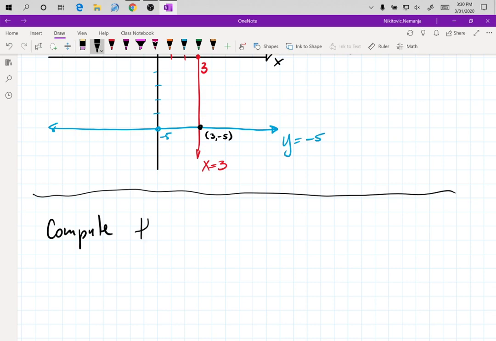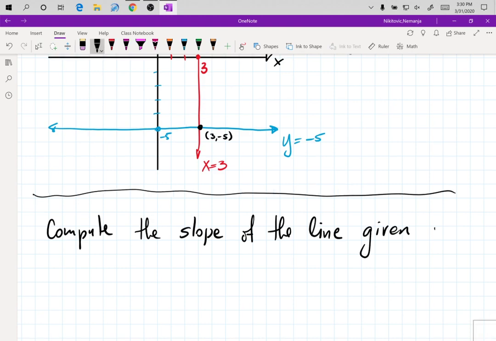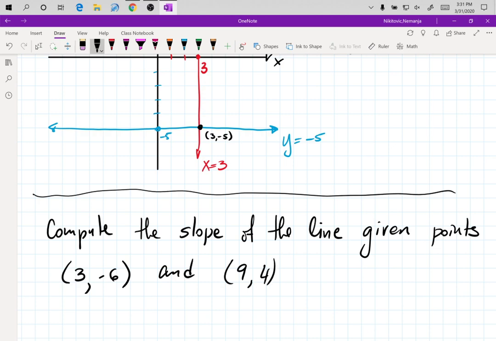Compute the slope of the line given points. Let's say you have 3, -6, and 9, and now 4, whatever.